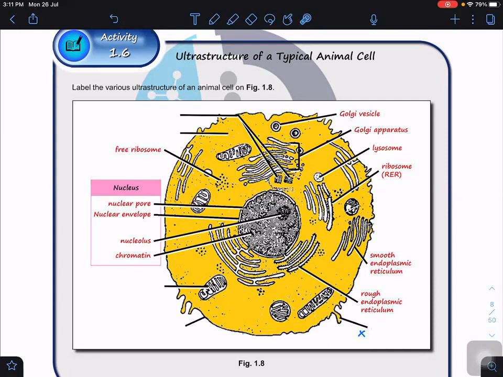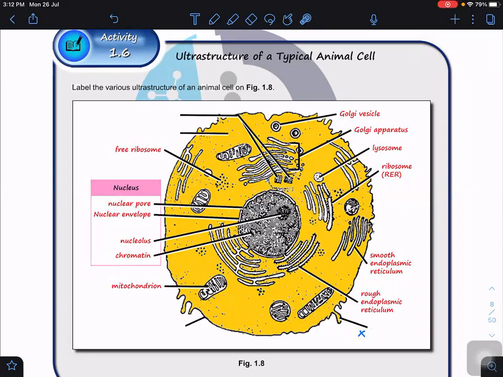Okay, then you can see something infolded. Can you see the folding of the membrane? So the folding of the membrane, this one we know must be the mitochondrion, okay? Because mitochondria is plural, singular is mitochondrion. And then you can see here a pair.